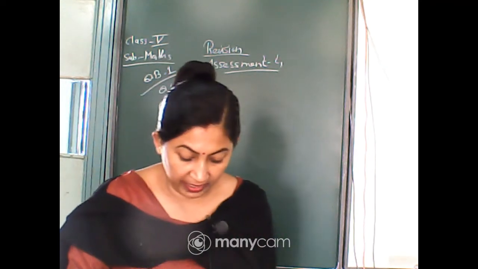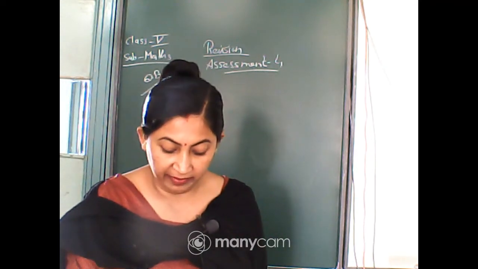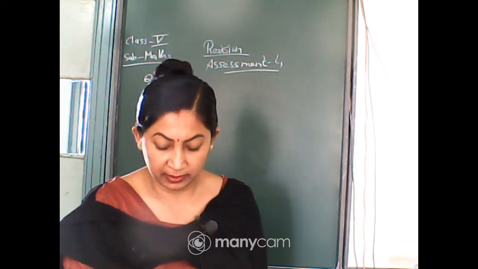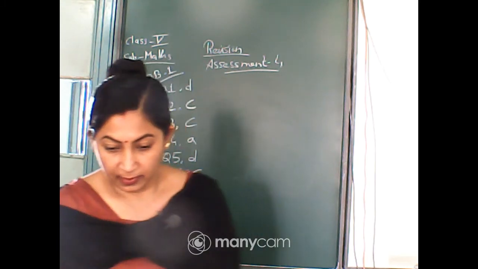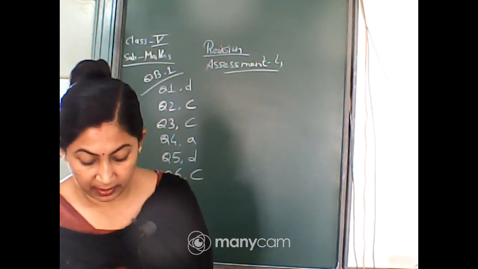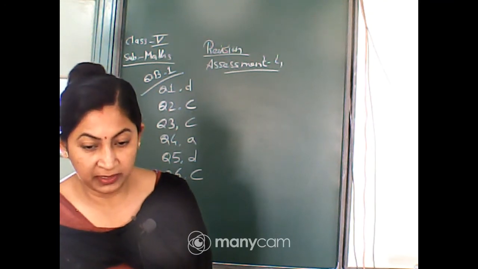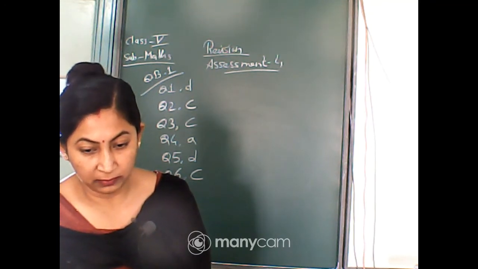Now come to the next one. Next one is very easy. 100 into 10 minus 100 plus 2000 divided by 10 is equal to dash. It is? Yes, option number C. Very good.